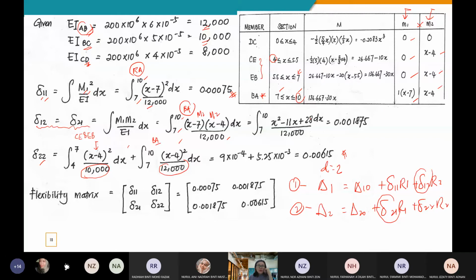So this delta 11, 12, 21, 22, if written in matrix form, we call this a flexibility matrix. You need to be aware of these terms. Sometimes, because the process is just too long, maybe it will ask you just to determine the flexibility matrix. So you need to place it in matrix form.